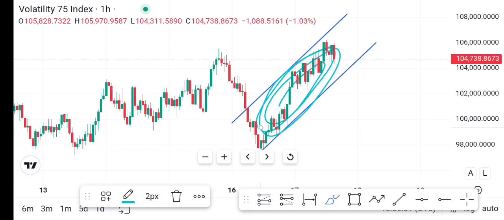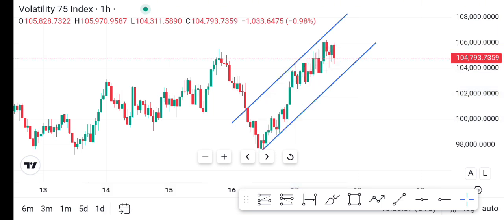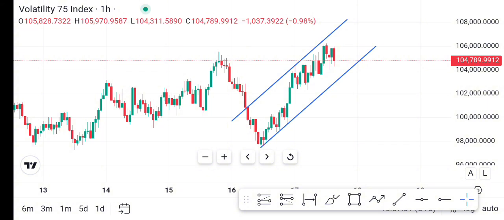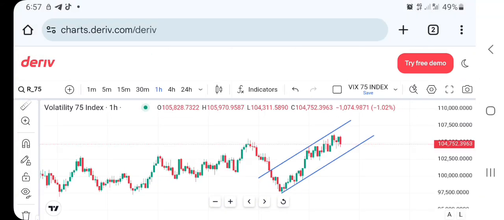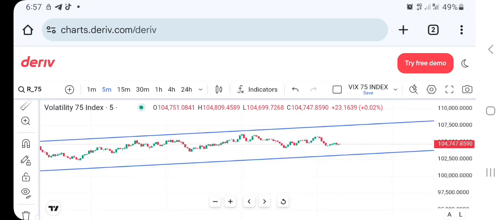So the next step is to go to the low time frame, which will be minute 5 or minute 15, guys. Are you getting the point? It's going to be minute 5 or minute 15. So let us go directly to minute 5 and try to see what is there, guys, in minute 5.